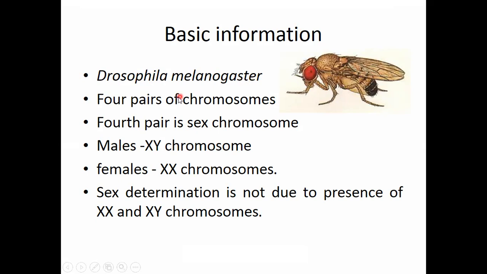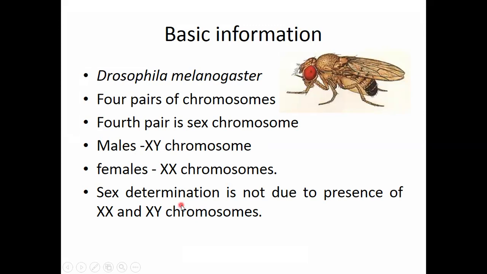Drosophila melanogaster basically contains 4 pairs of chromosomes, and out of these 4 pairs, the last or 4th pair is the sex chromosomes. Male Drosophila commonly carry XY chromosomes, and females carry 2 X chromosomes. So sex determination in Drosophila is not due to the presence of XX and XY chromosomes.